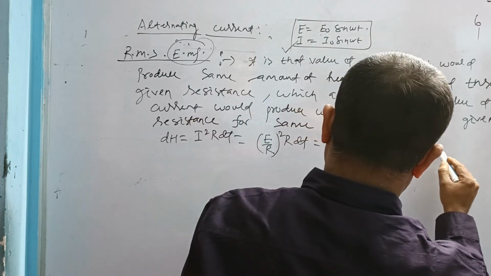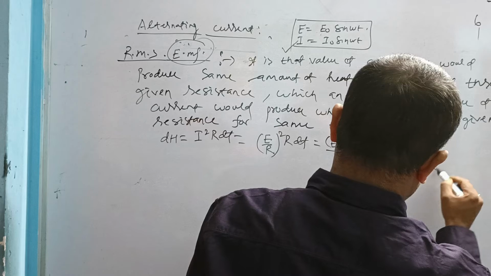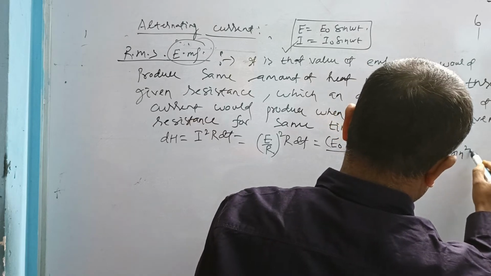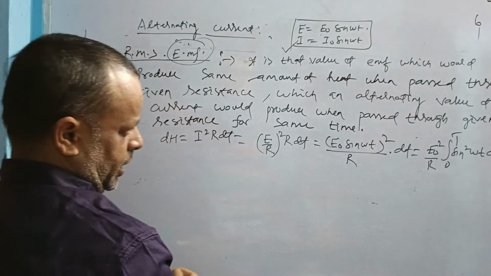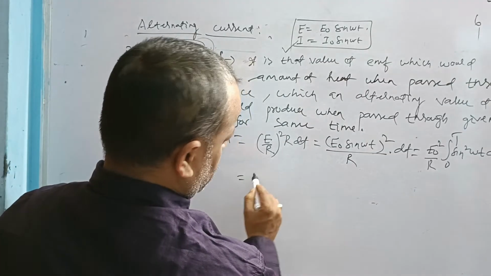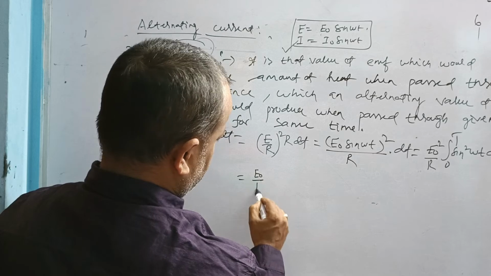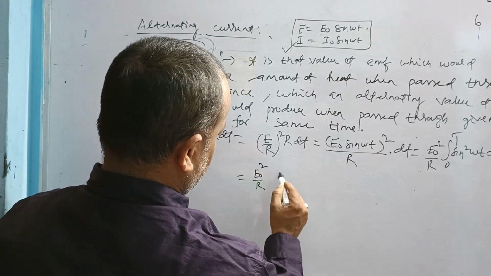See, it could be written as E naught square upon R. This is again the integration of sine square omega T delta T. It goes from 0 to T, the whole time period. So what will we get for the values? We have to integrate sine square omega T.